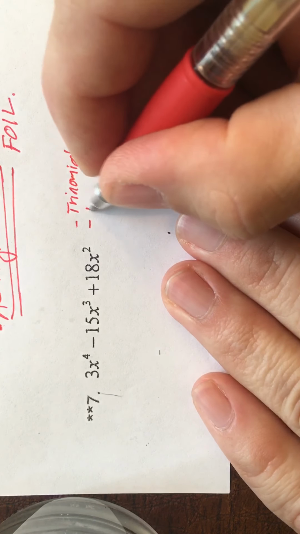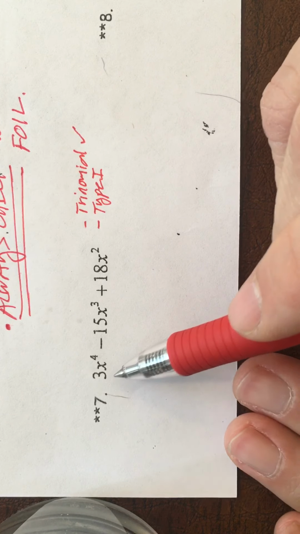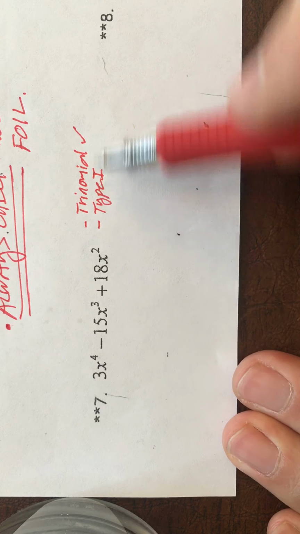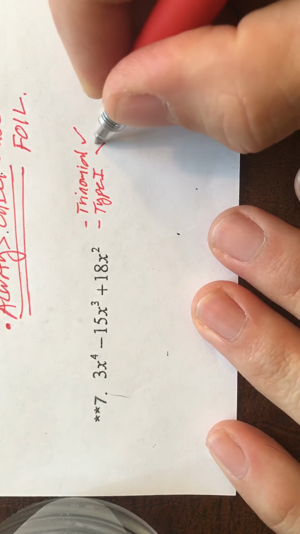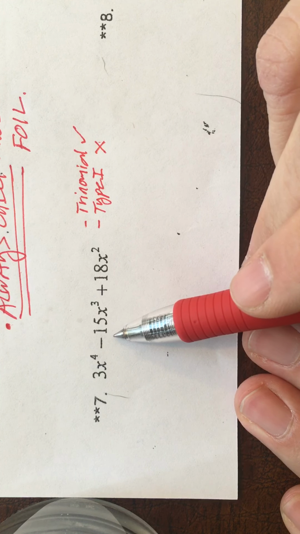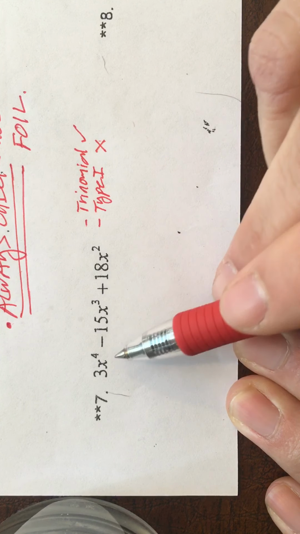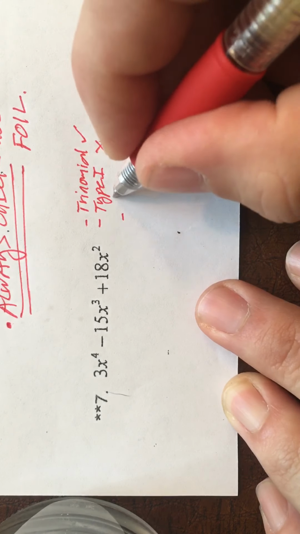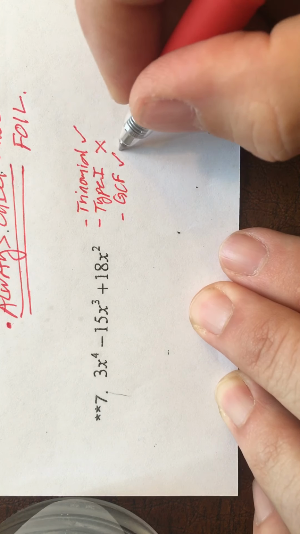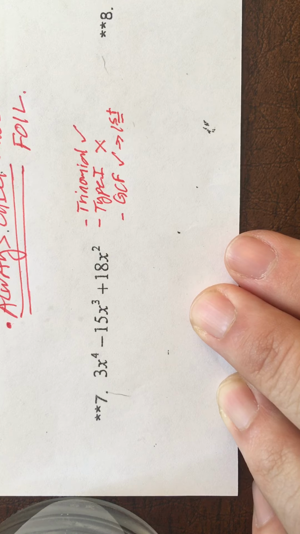Is it a type 1 trinomial? And we could see here the number in front of the highest degree is a 3. This is not a type 1. So we can't use factors of 18 that add up to be -15. But if you look a little bit closer, there is something that we do have in all 3 terms, right? We have a GCF. And keep in mind, we said this before, this is the first thing we always want to check for is our GCF.